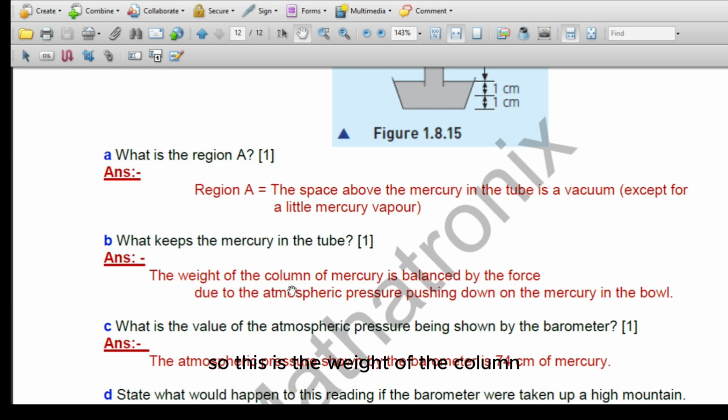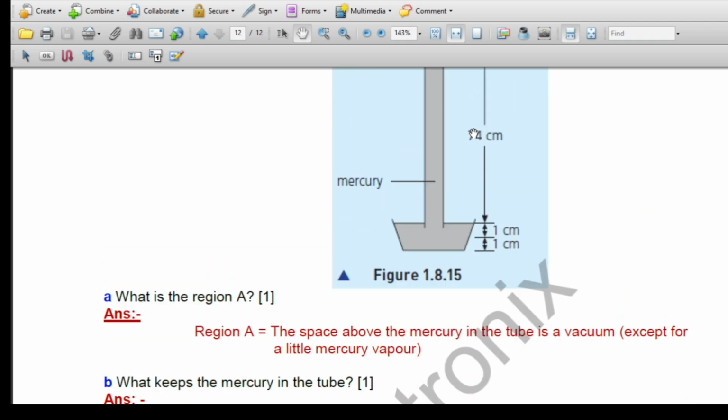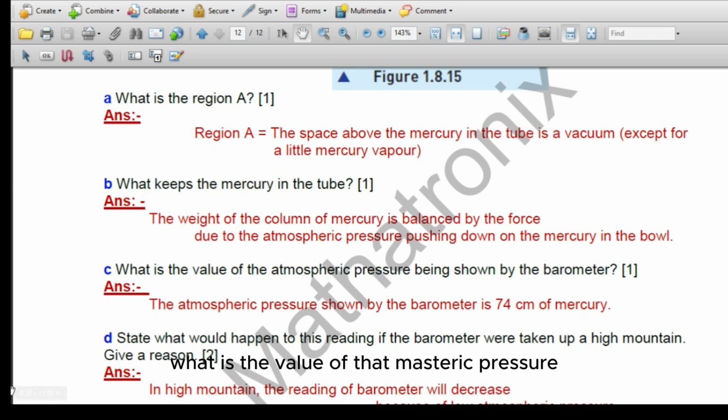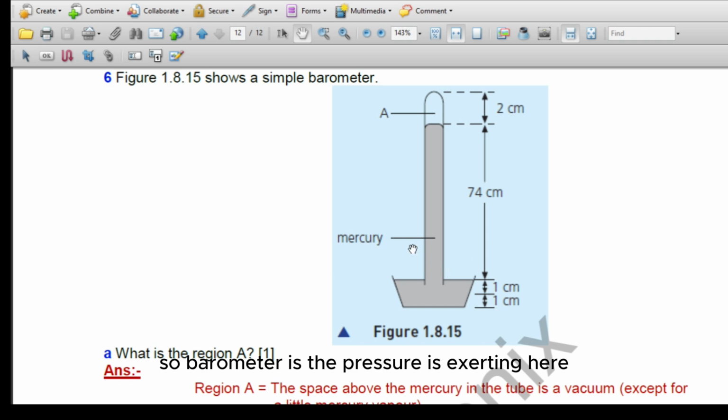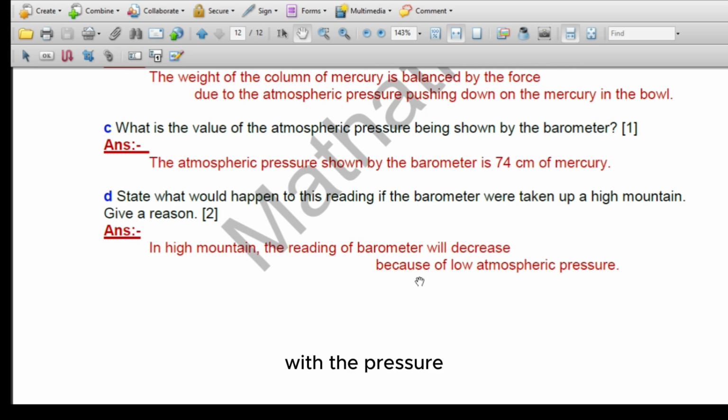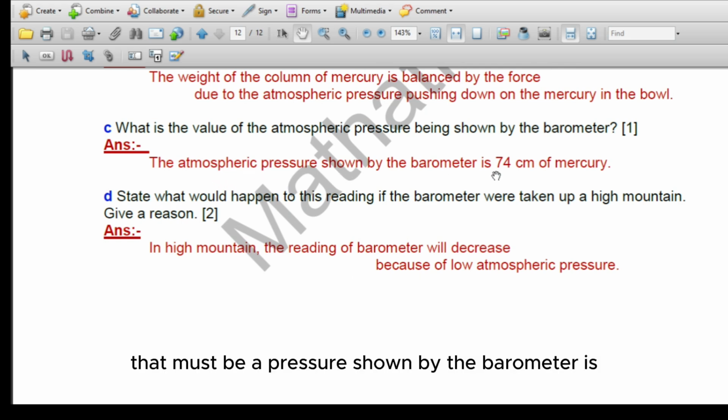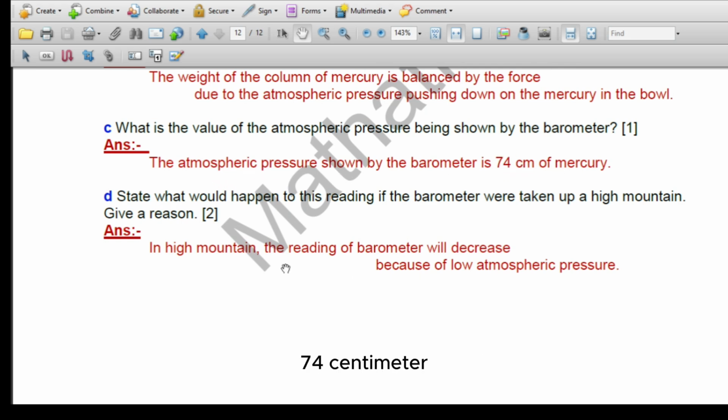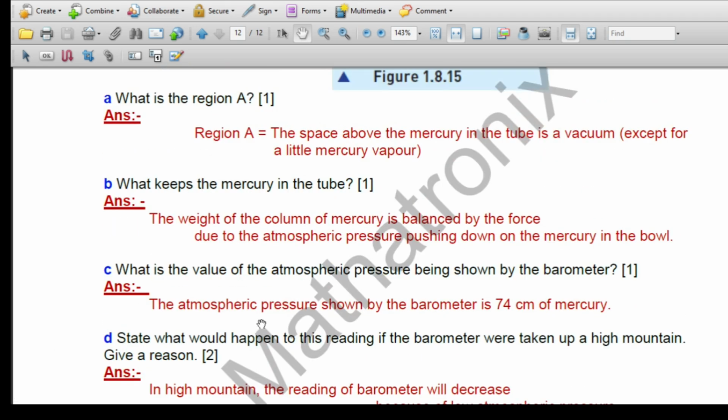So this is the weight of the column of mercury, balanced by the force due to atmospheric pressure pushing down on the mercury in the bowl. So this is simple. What is the value of the atmospheric pressure being shown by the barometer? The pressure is exerted here, so this pressure difference, that is 74 centimeters, is the pressure. The atmospheric pressure shown by the barometer is 74 centimeters of mercury.